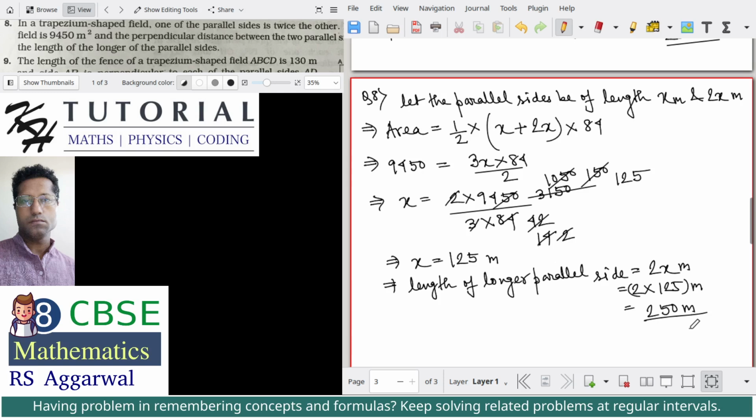Question number 8. Why is the answer 150 meter? Why? X plus twice x, 3x multiplied by 84 by 2. So x is 2 multiplied by 9450 divided by 3 multiplied by 84. 3 cancels 9450 with 3.